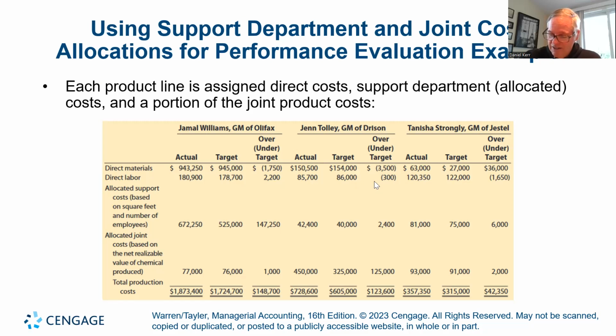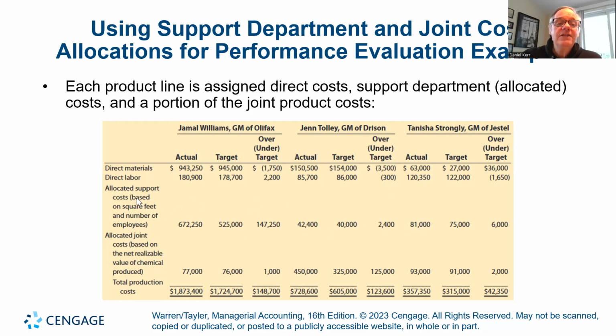And then if you look at our friend Tanisha here, who looked like she was doing the best job, Tanisha is actually over budget on materials by 36, and under budget by 1,650 on labor. So she's actually over budget by 34,350. So if you look at who's actually doing a better job on what they can actually control, it turns out to be Jen, because if you look at what she controls, she's under budget by $3,800.